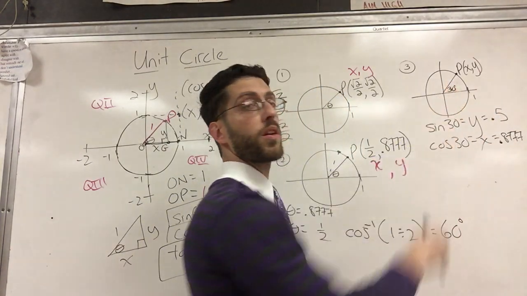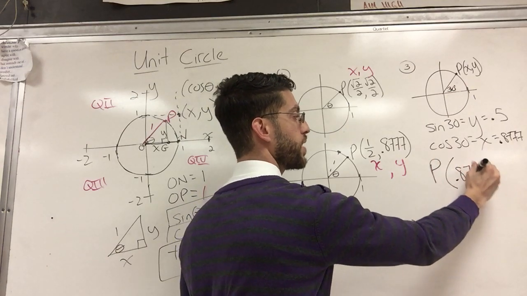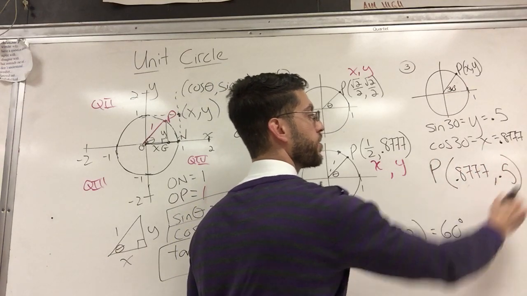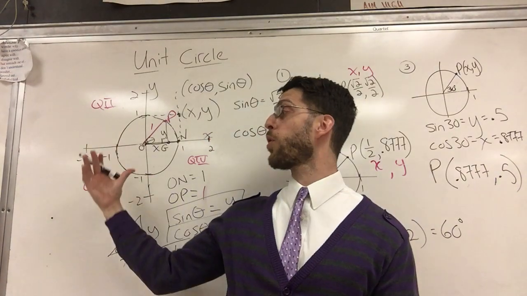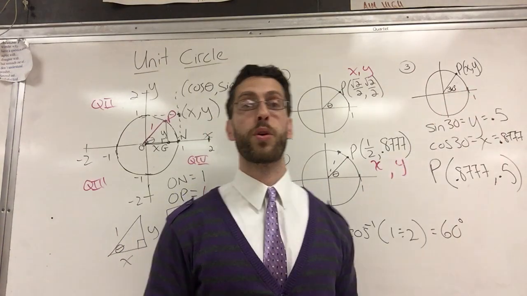So if they ask you here, what are the coordinates of point P? Point P is going to be 0.8777, 0.5. And it's as simple as that. So you can go forwards with the point, get the angle, or you can go backwards with the angle and get the point.